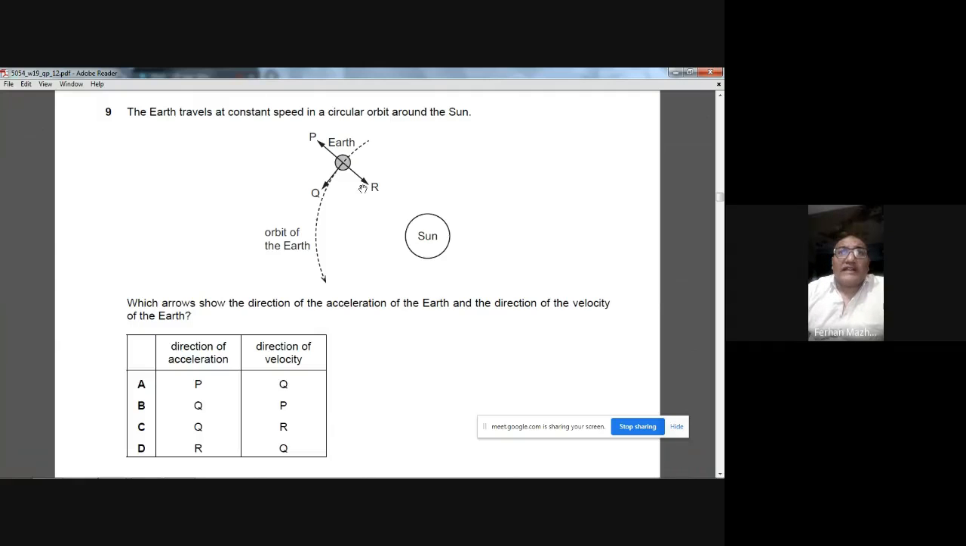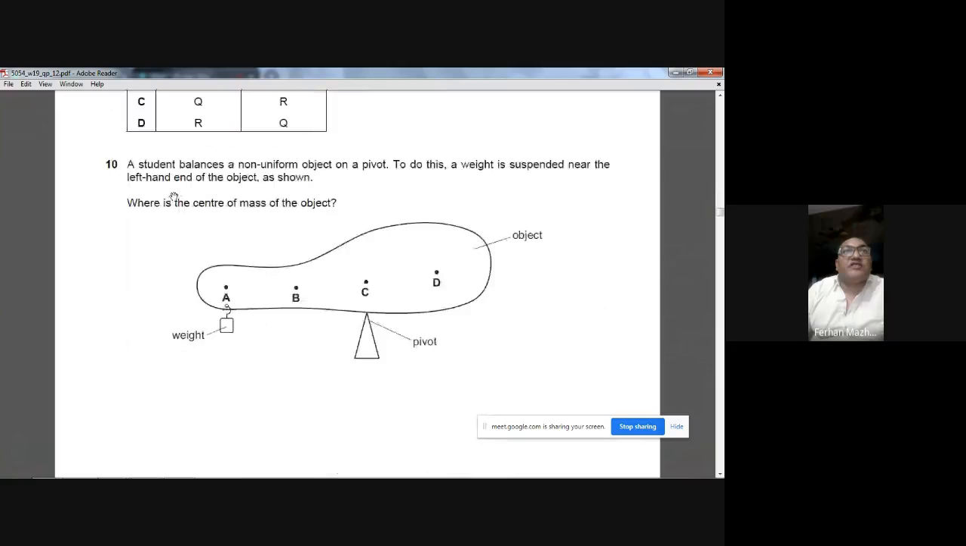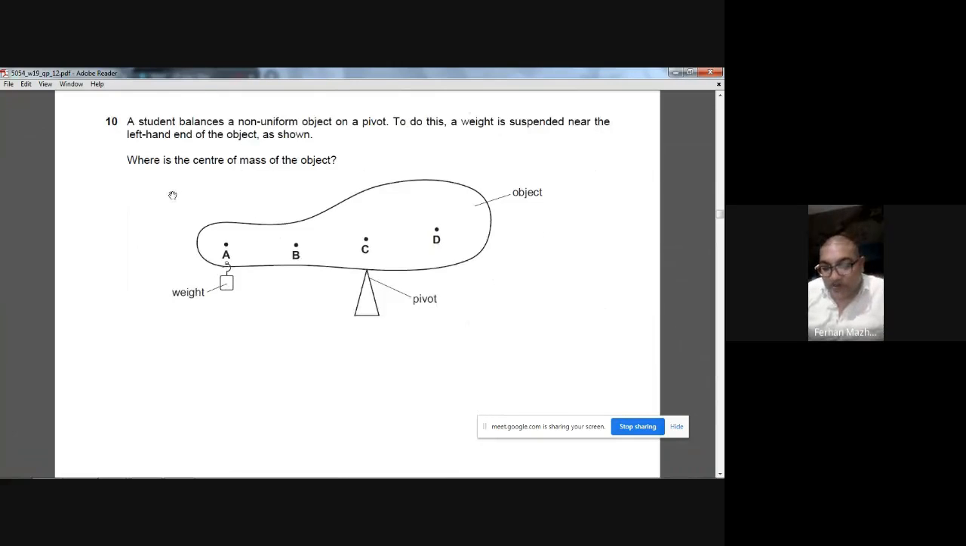So if you look here, the direction of the acceleration will be towards the center. That direction is shown here with R, and the direction of the velocity will be tangent to that circle at the point where that object is right now, and that is represented here with Q. So the direction of the acceleration will be R, and the direction of the velocity will be Q. D is the option. Question number 9, D is the option. Let's move to question number 10. Right now on your screen, you can see question number 10.